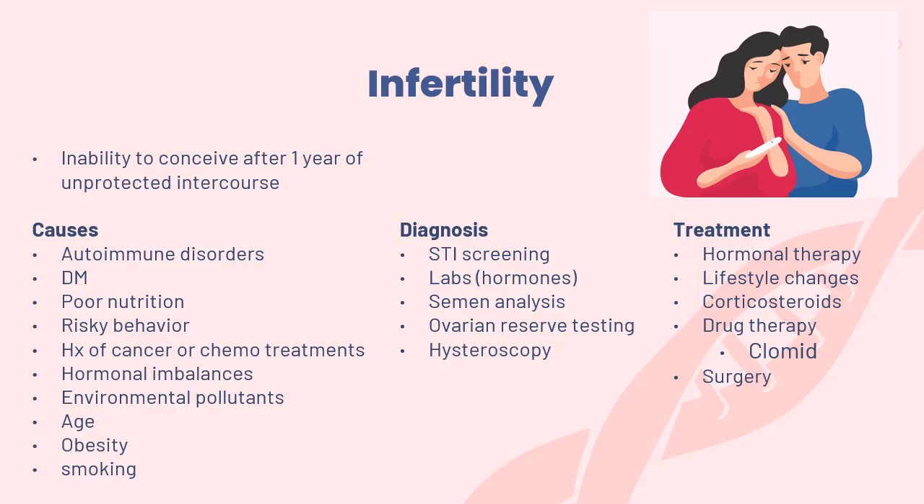And then we could do drug therapy like Clomid, which can help with sperm development. And in women who don't regularly ovulate, it can induce ovulation. Like a lot of your women with PCOS, or sometimes the hormone imbalances with FSH and LH, Clomid can help kind of regulate all that. And then we can also do surgery to help with the infertility.